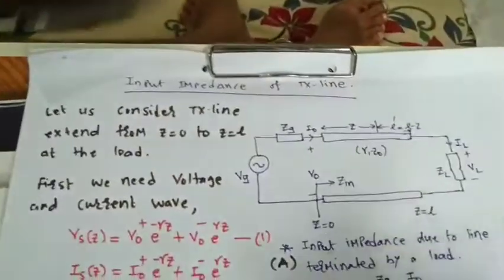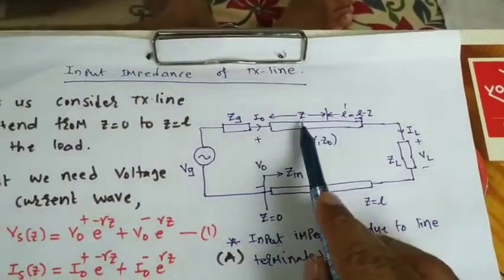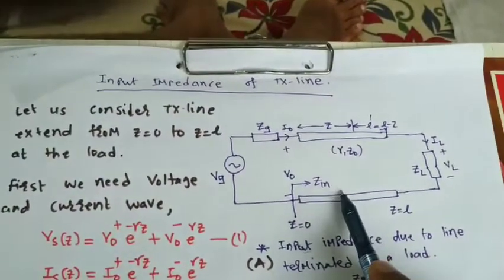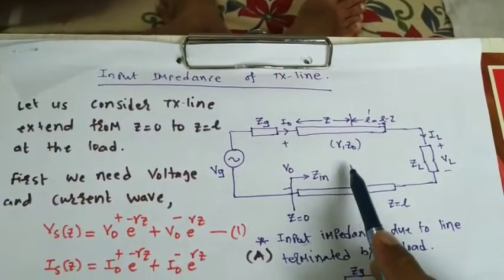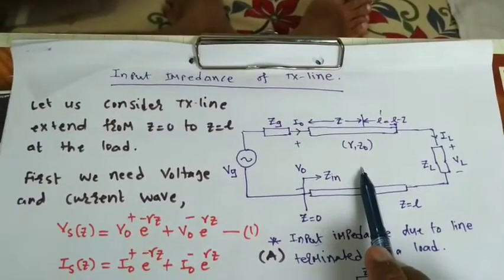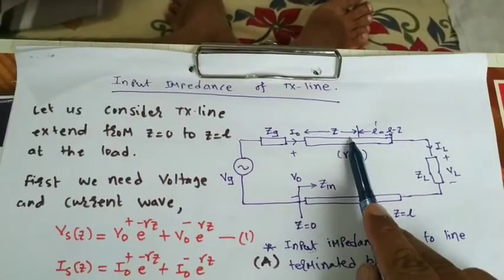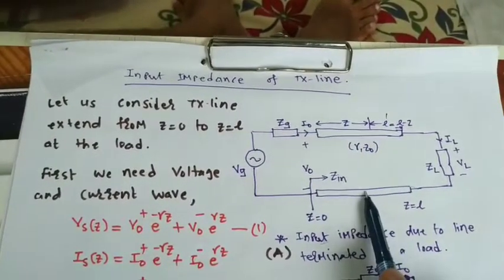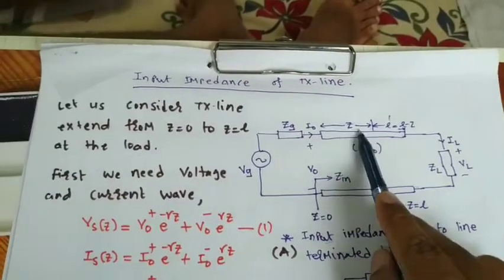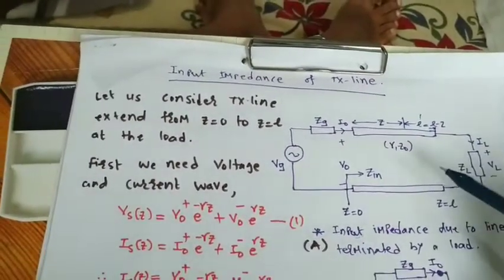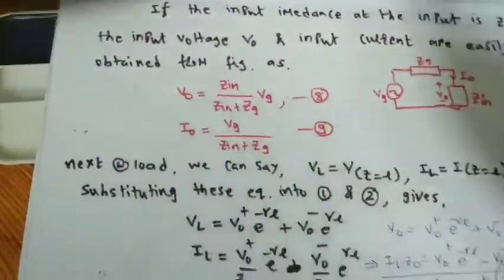So now our objective here, as I mentioned, is to find out the input impedance at this point. For this case we can calculate that Zin is nothing but the voltage present here divided by the current flowing through this point. So for this case, let us now derive the expressions.